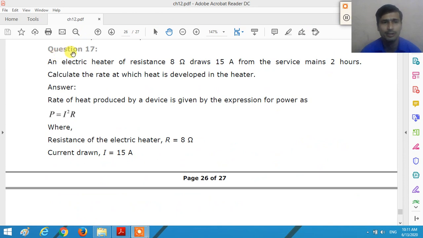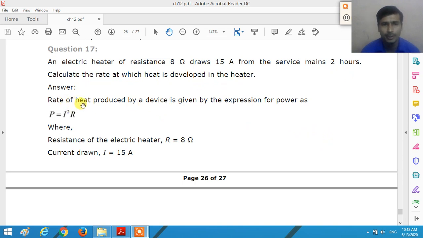Now dear students, question number 17. An electric heater of resistance 8 ohm. The resistance of the heater is given to you, R is equal to 8 ohm. Draws 15 ampere from a service main for 2 hours. The current passing through the electric heater I is equal to 15 ampere. For 2 hour, time t is given to you, 2 hour. We need to convert this 2 hour into second. Calculate the rate at which the heat is developed in the heater. We need to find the rate of energy developed, that means the power.